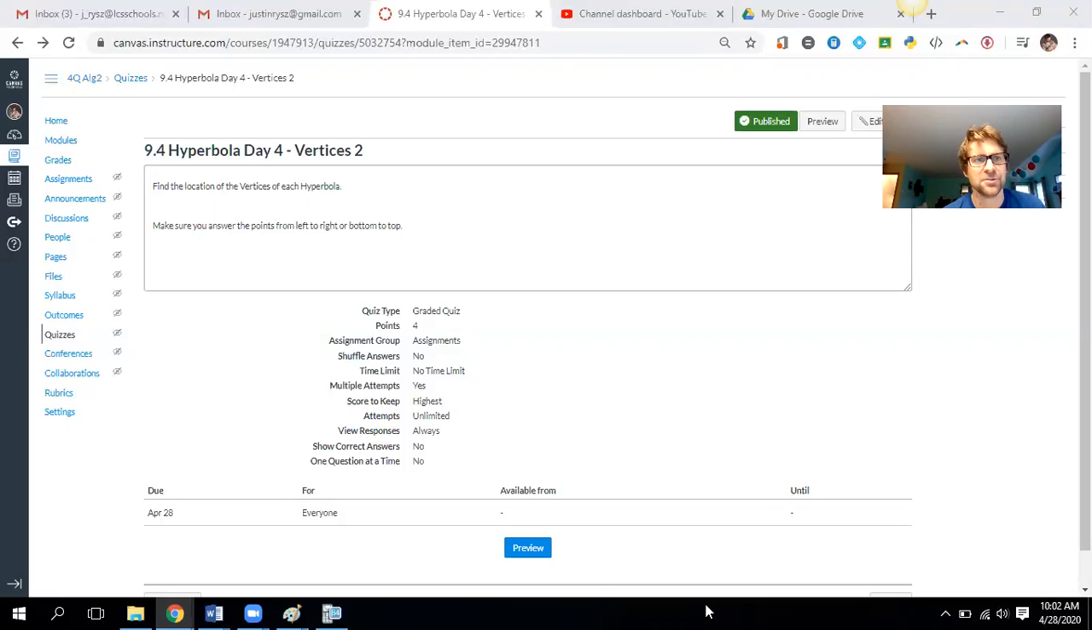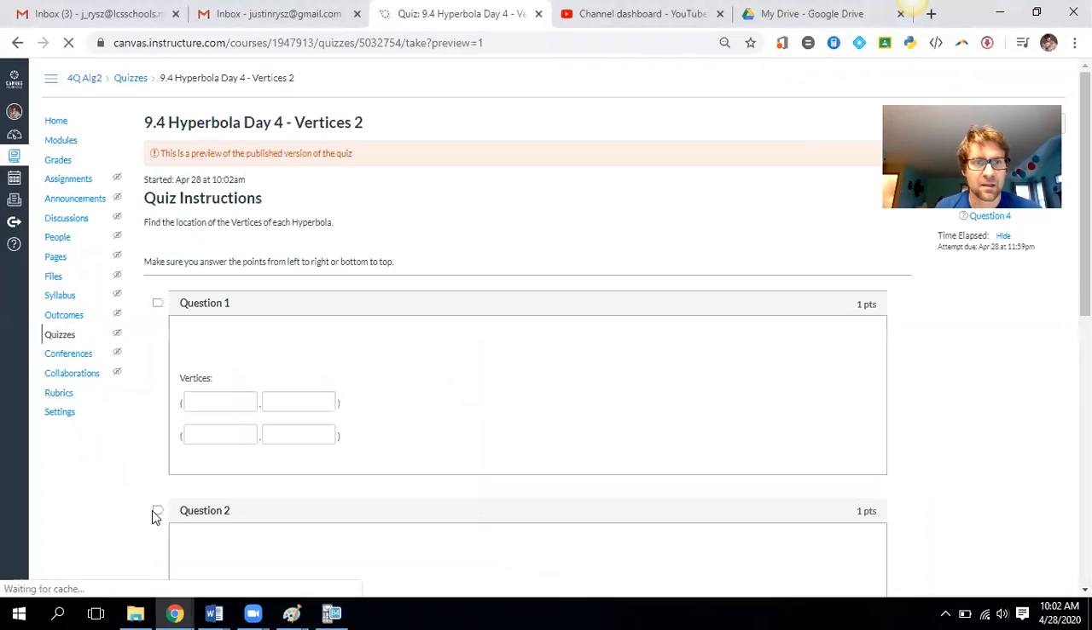Today we're going to do day 4 of Hyperbolas, so the second day of Vertices. We're just going to jump right into this because this is what we did on Friday. If you guys remember, there are a couple different ways to do this. We can use algebra or we can use Desmos. We'll do both just to double check our answers. We're going to answer everything from left to right or from bottom to top. We'll jump right into it.